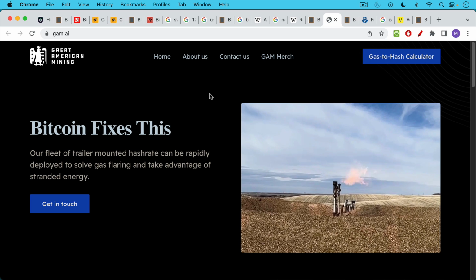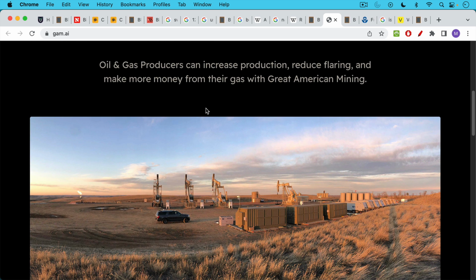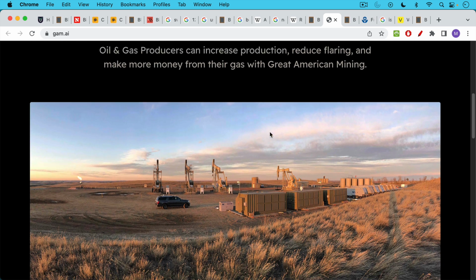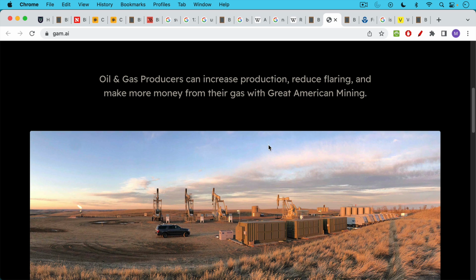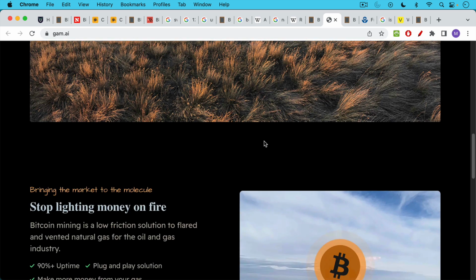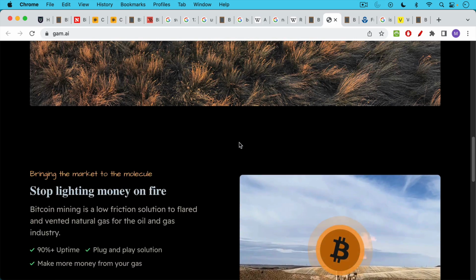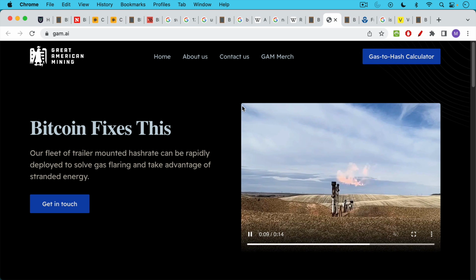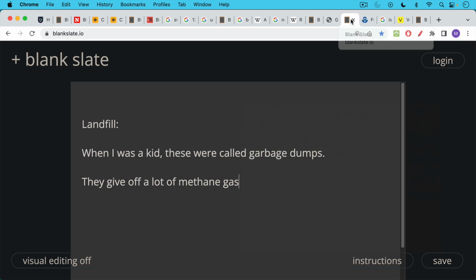American Mining. And what they do is they basically have these trailers with Bitcoin miners on them that they can rapidly deploy. It looks something like this. And they can take it to your location. And so instead of flaring or venting the natural gas, you will basically burn it. You'll convert it to carbon dioxide, which is much less bad for the atmosphere than methane is. And then you will use the electricity generated to run Bitcoin miners on the spot. So this is a nice way of monetizing it, preventing unnecessary flaring and venting. So that would be one environmental use of Bitcoin mining.